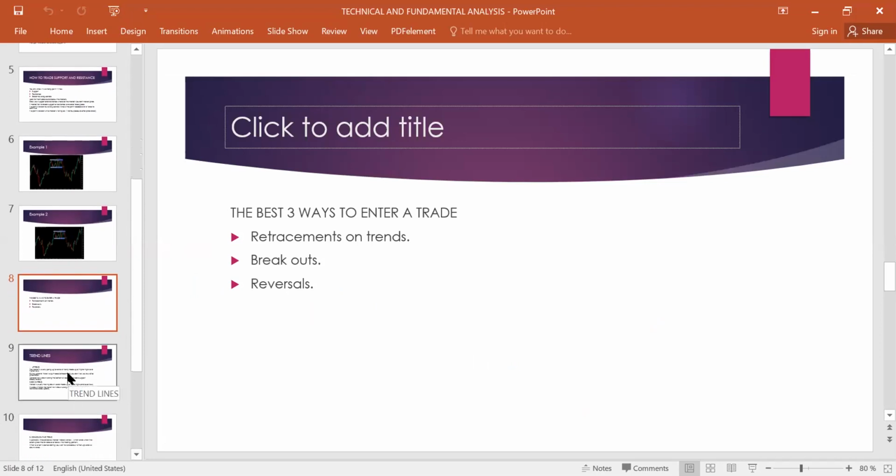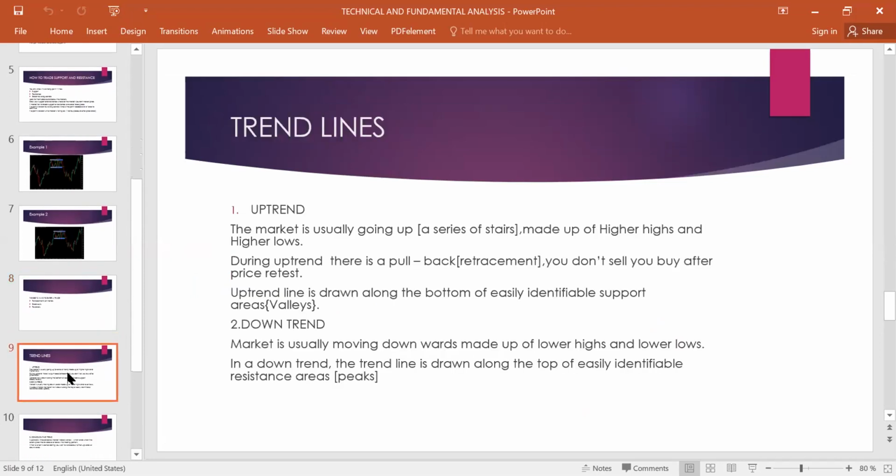So next, we are going to look at the trend lines. We have one, the uptrend. The uptrend is when the market is, obviously, showing a lot of bullish activity. The downtrend is when the market is usually moving downwards. The market is usually going up a series of stairs made of higher highs and higher lows.